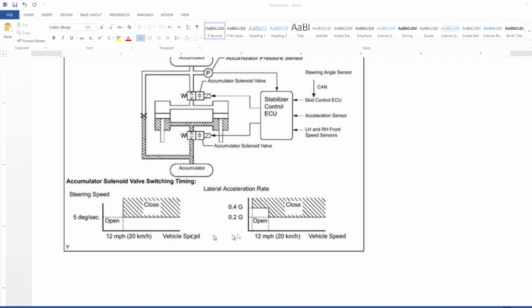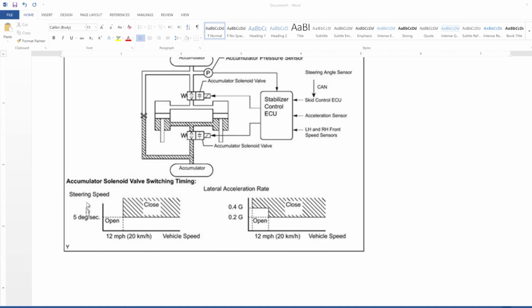Everyone that sells you these KDSS mods and all the KDSS bros in the forums will tell you that anytime you're over 12 miles per hour, these accumulator solenoid valves are shut, and that you should buy their product because that means they won't be shut over 12 miles per hour. I'm here to tell you that that's wrong. It's documented very clearly right here, and I did some testing on my truck. I'll show you in a little while to prove it to myself, separate from this documentation.